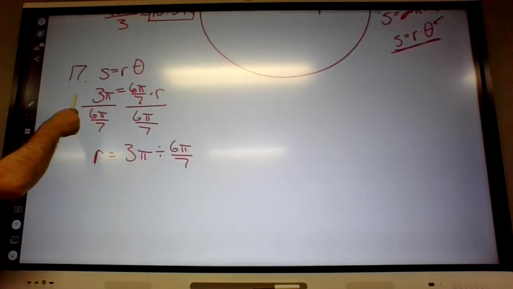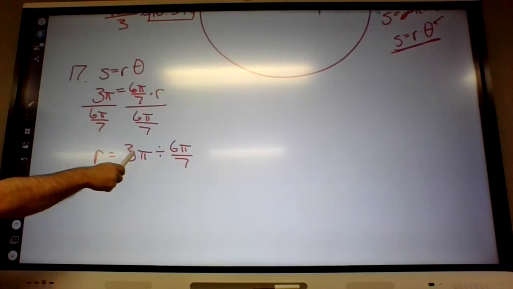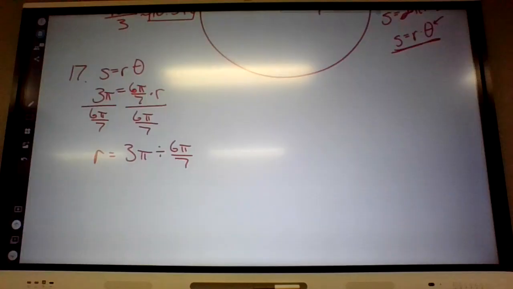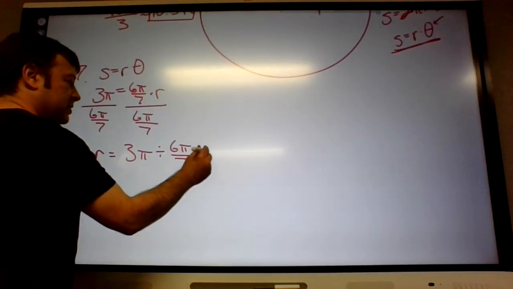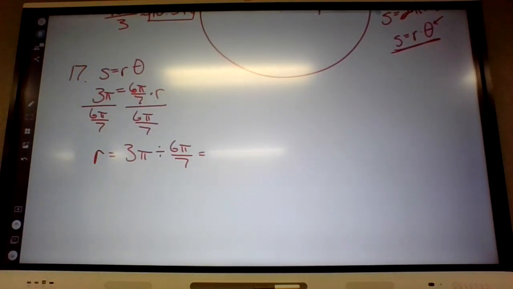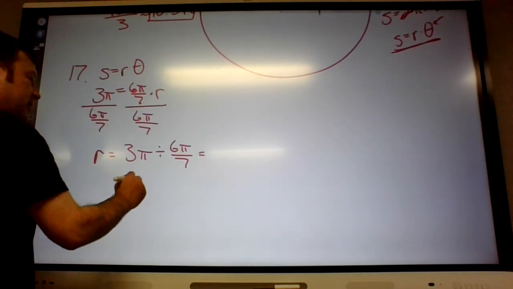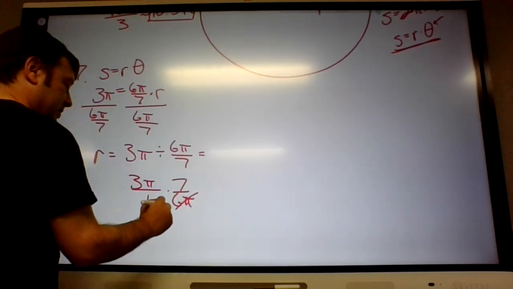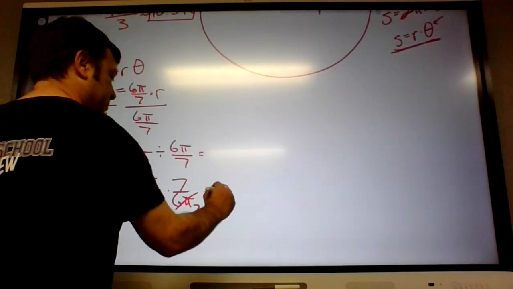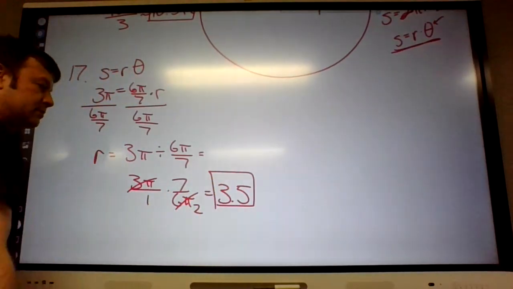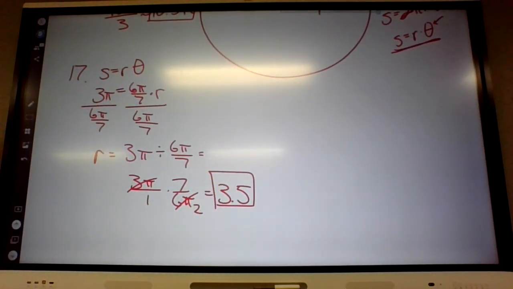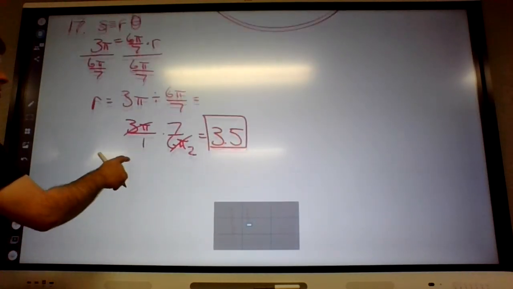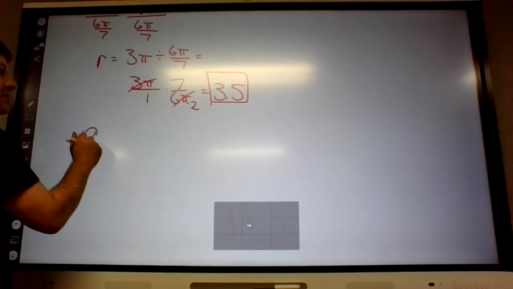Plugging this in would be a lot of button presses, so I would just plug that in, using the division button instead of the division bar. All that happens is this reduces, and it's 7 over 2, which is 3.5. Unlike normal, we are not going to leave it as a fraction because the directions said round to the tenth place.